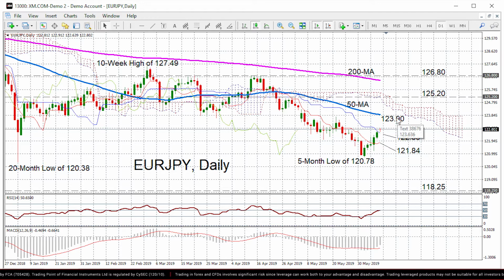If though we do see that upside momentum continuing, we should watch out for the 50-day moving average at 123.90. Rising above that level would shift the short-term picture to a much more strongly bullish one, and the longer-term picture would also switch from the current bearish one to a neutral one, and then it will also open the way towards the Ichimoku cloud. We've got the lower barrier of the Ichimoku cloud at 125.20. That also happened to be a strong resistance level in the past.